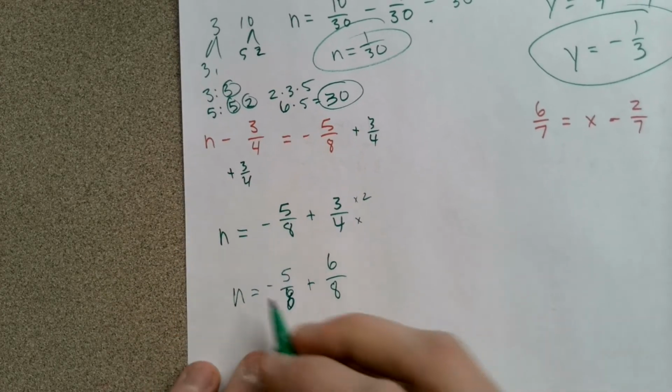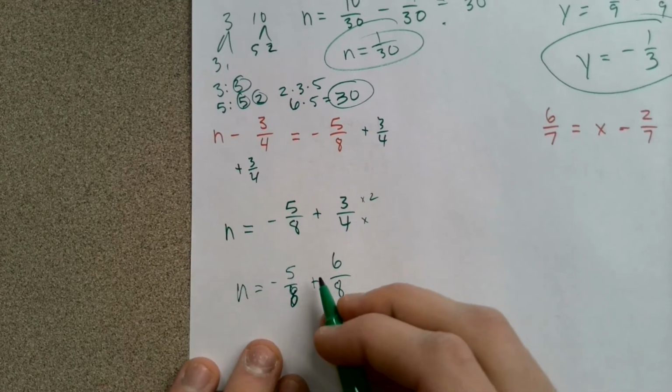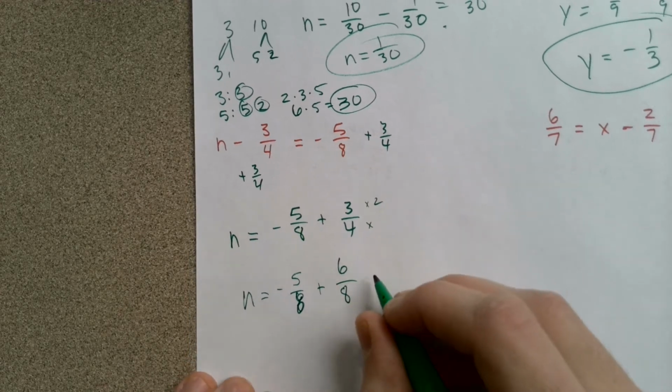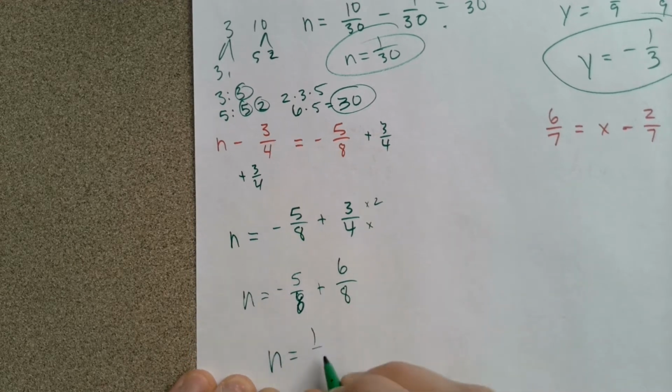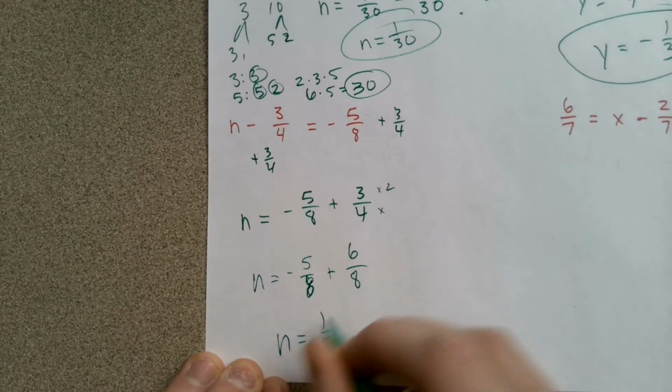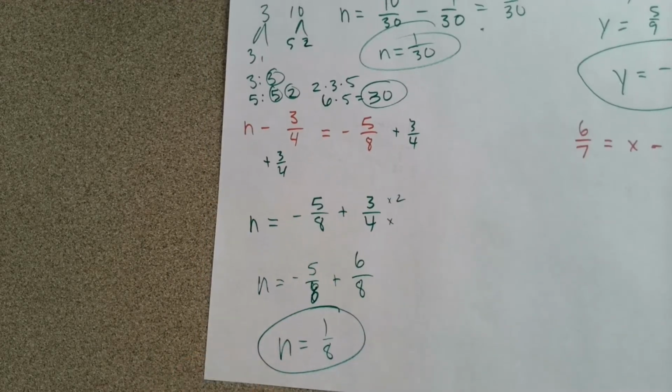Now we can just add straight across. -5 plus 6 is going to be a +1. n equals 1/8. Got the variable by itself. Made those fractions equivalent, solve from there.